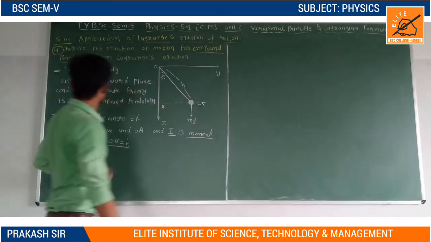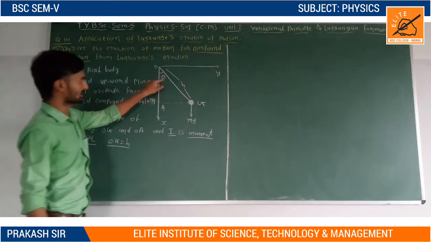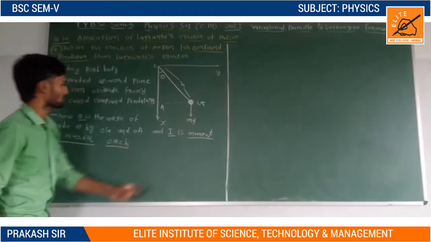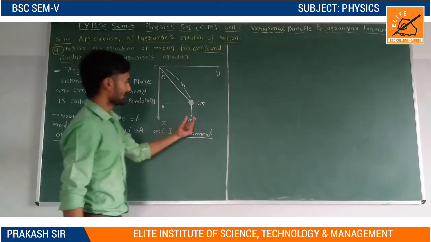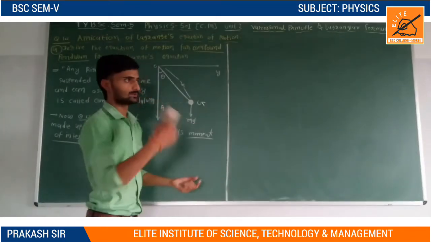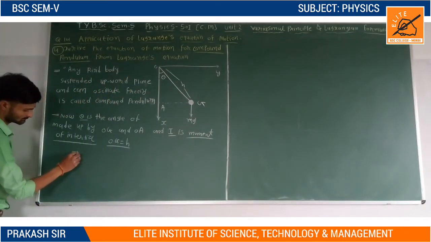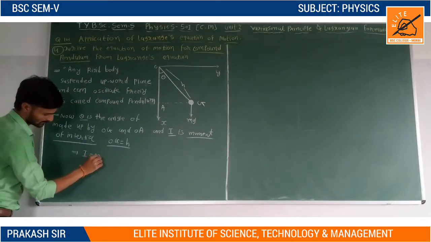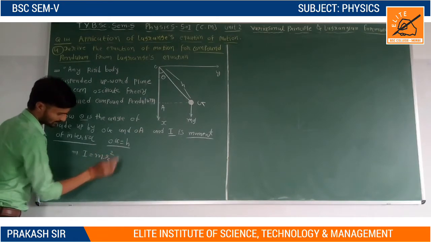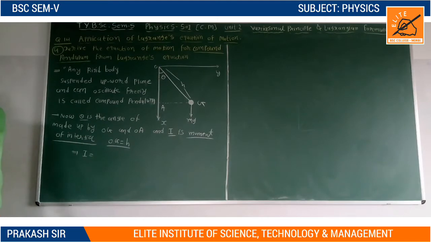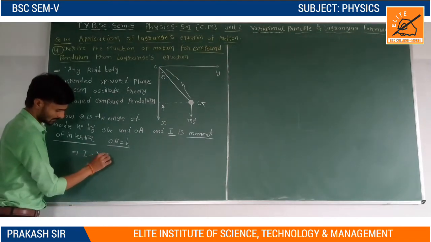Now here theta is the angle between OA and OG, and the distance OG is h. The moment of inertia is I, so I is equal to m r square. Moment of inertia is m r square.